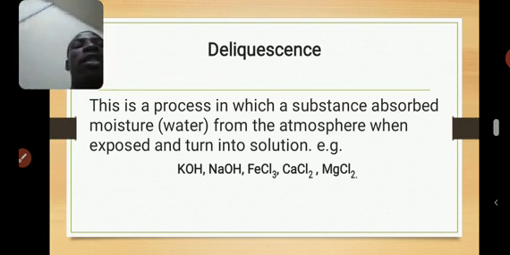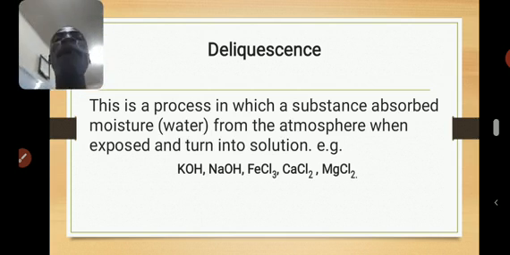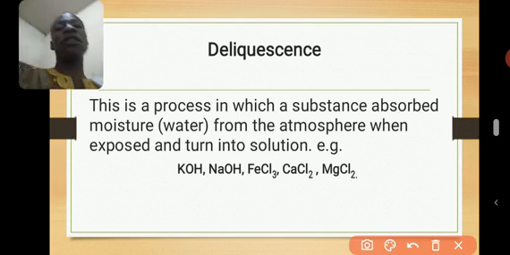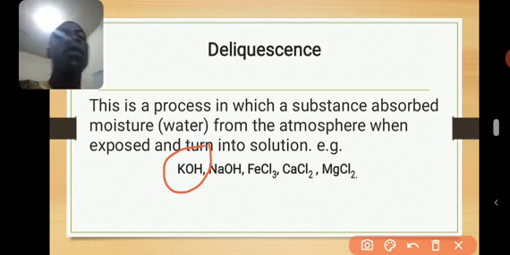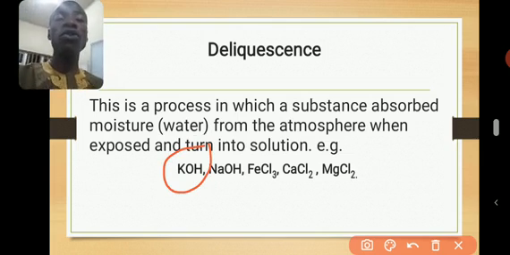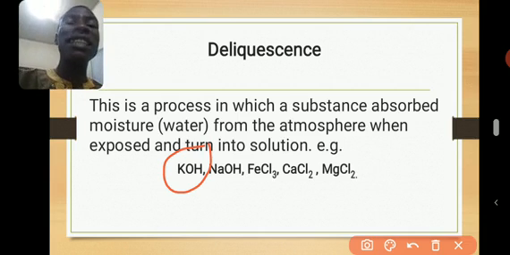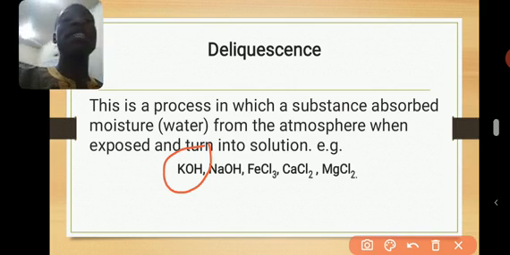I hope that is understood. Now, there are some examples of deliquescent compounds that are not necessarily salts. They are compounds, like KOH, potassium hydroxide. When you get to school, we'll do a practical on this one. We'll leave sodium hydroxide pellets on the window of our laboratory. We'll come back to check it the following day. You see that it has turned to water completely from something like a tablet.